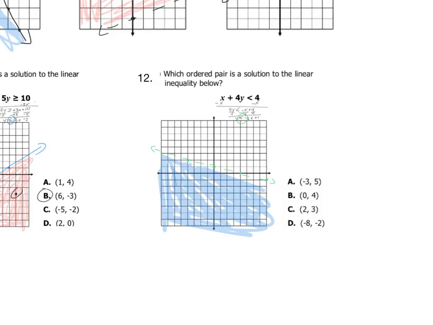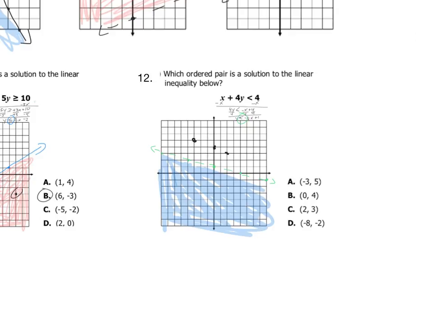Now let's see which ordered pair here satisfies this inequality. -3, 5 doesn't look like it's going to work. -3, 5 would be right here. So that's not part of our solution. 0, 4 also doesn't look like it's going to work. That would be right here. 2, 3 also doesn't look like it's going to work. That's going to be right here.